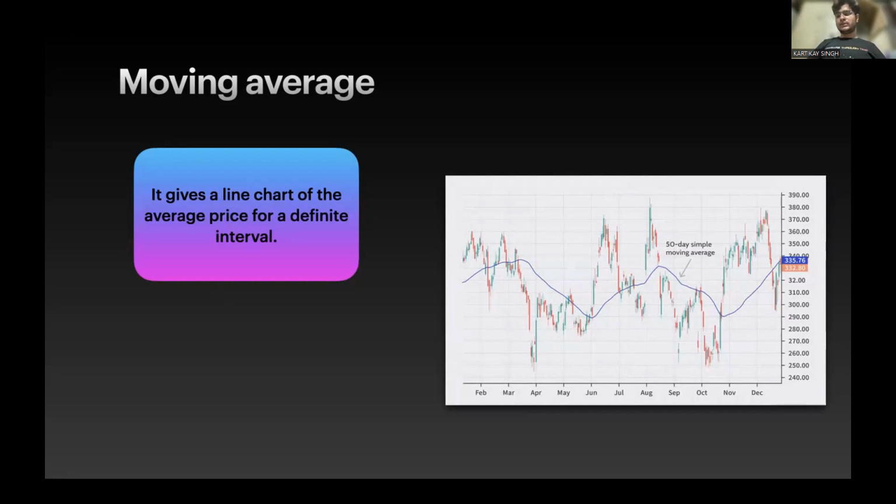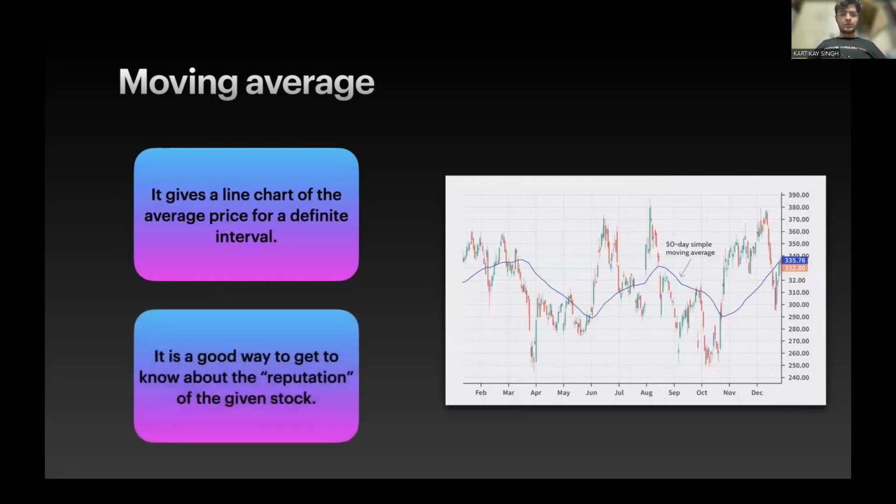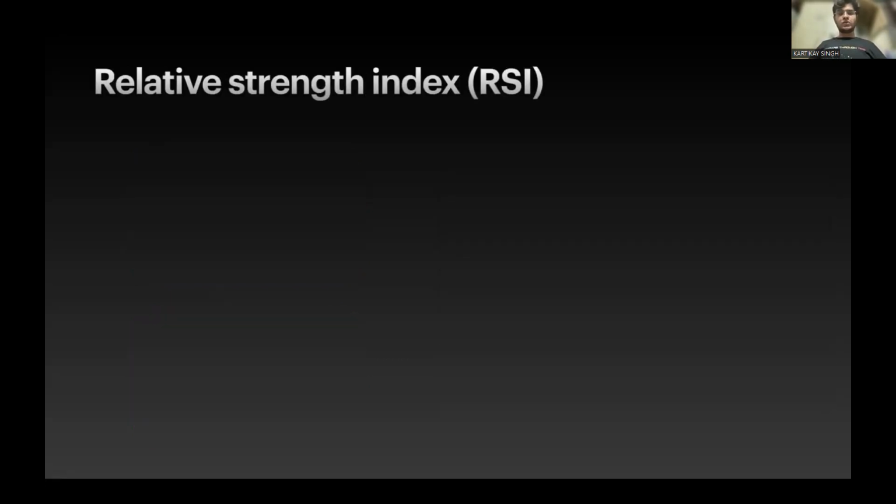So there are many kinds of moving average charts like this. In this there is a simple moving average. We have exponential moving average also. So what it does is it gives more priority to the nearer future than the afar. And so it is a good way to get to know about the reputation of a given stock, like I talked about earlier, right?